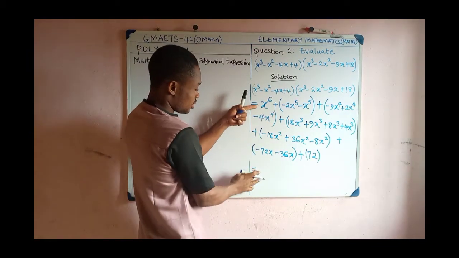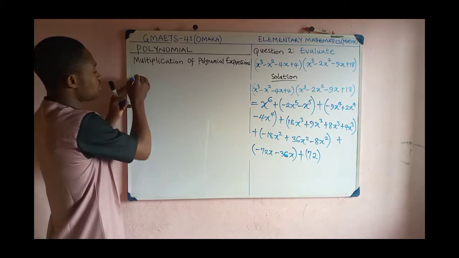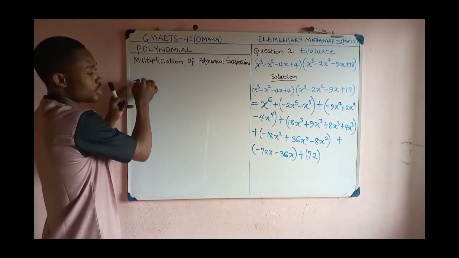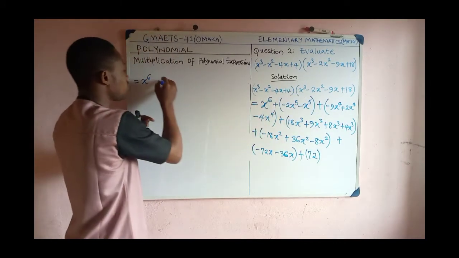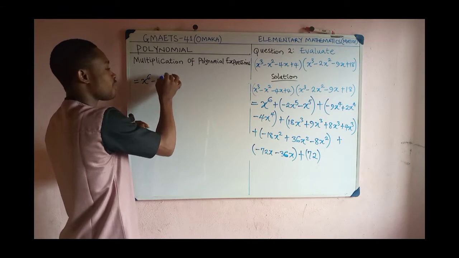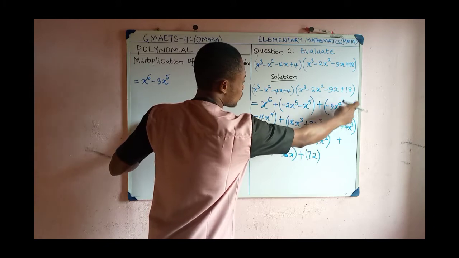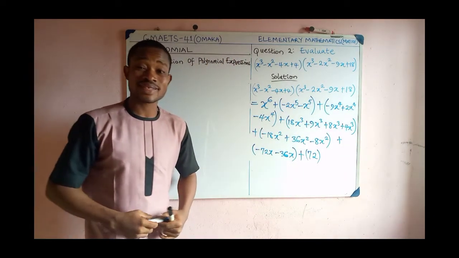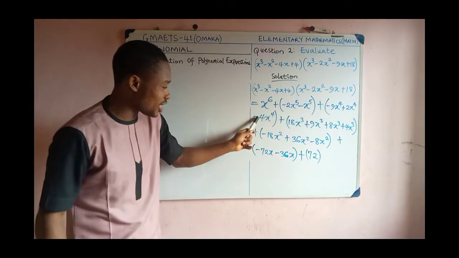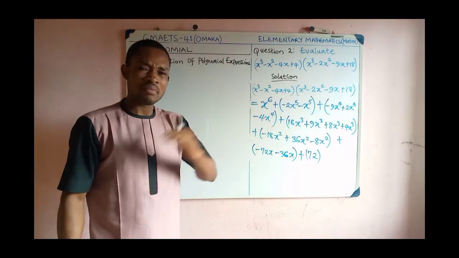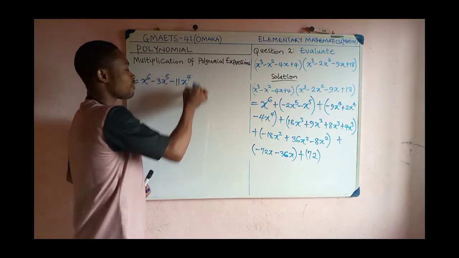So we start, let me write the answer here. This is going to be equal to x raised to power 6. Then you come here, 2x raised to power 5 minus x raised to power 5 is going to produce minus 3x raised to power 5. Then we'll come to this, minus 9x raised to power 4 plus 2x raised to power 4 will give us minus 7x raised to power 4. Minus 7x raised to power 4 from here, minus 4x raised to power 4. Minus 7 minus 4 is minus 11. So this is minus 11x raised to power 4.